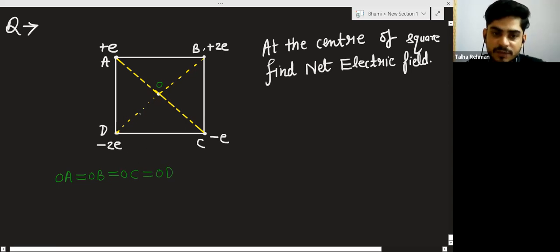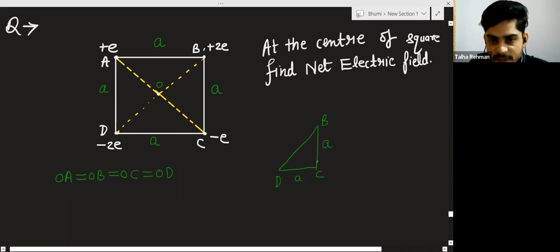And how will we calculate this distance? Actually, this is a square of side A. All sides of a square are equal, so this side is A and this side is also A. So we can find this BD. This is B, this is C, this is D, and this distance is A. This is a right triangle, so if I use the Pythagoras theorem, then this distance will become A root 2.